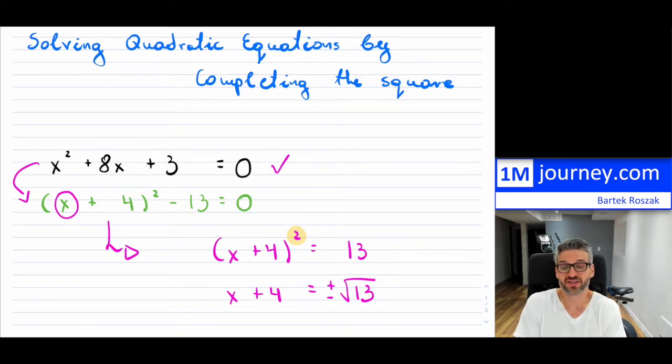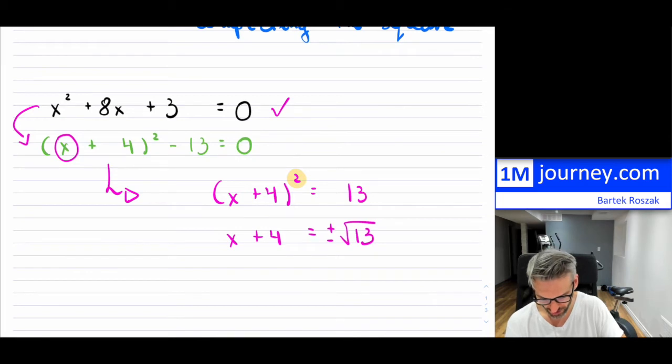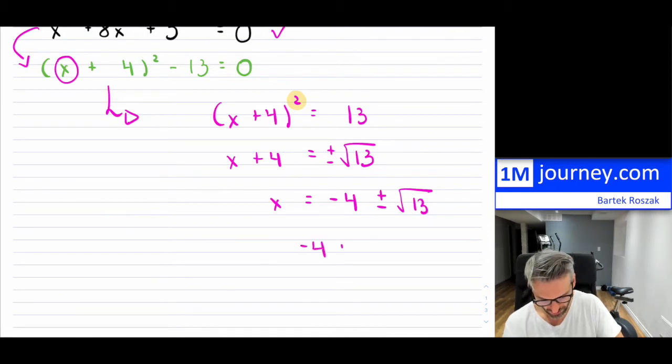In this instance we have to keep both, because quadratics have two solutions, and those two solutions come from this plus or minus of the square root of 13. The last step is to move the 4 from the left-hand side over to the other side. So we get x equals negative 4 plus or minus the square root of 13. So my two solutions are: negative 4 plus the square root of 13 is one of the solutions for x.